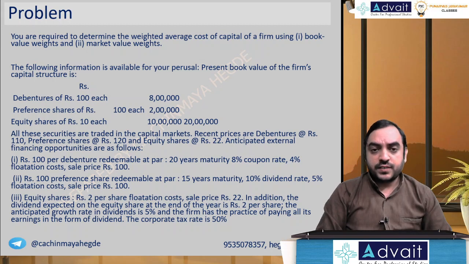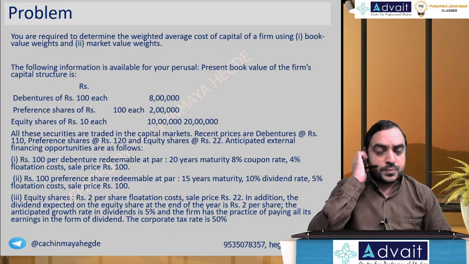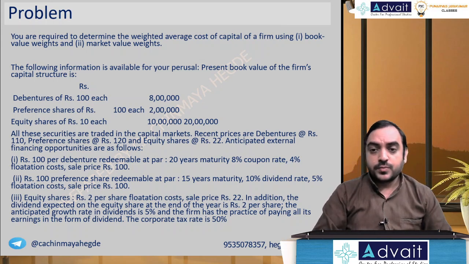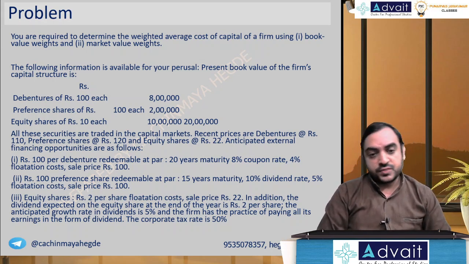The following information is available for your perusal. Present book value of the firm's capital structure is debentures, preference shares, equity shares. All these securities are traded in the capital markets. Recent prices are debentures at 110, preference shares at 120, equity shares at 22. Anticipated external financing opportunities are as follows. Rupees 100 per debenture redeemable at par, 20 years maturity, 8% coupon rate, 4% flotation cost, sale price 100. Rupees 100 preference share redeemable at par, 15 years maturity, 10% dividend rate, 5% flotation cost, sale price 100. Equity shares rupees 2 per share flotation cost, sale price 22.